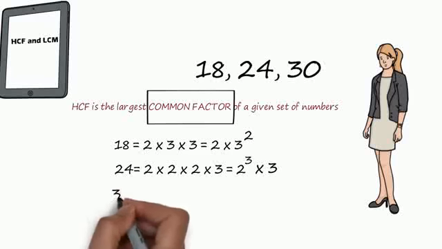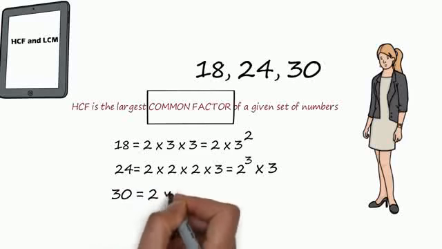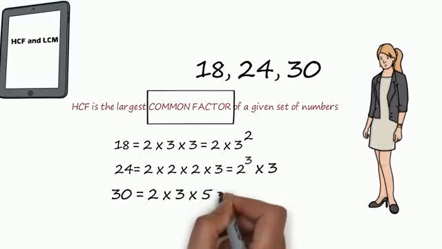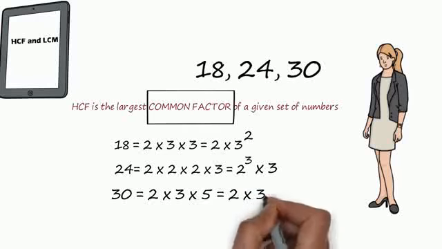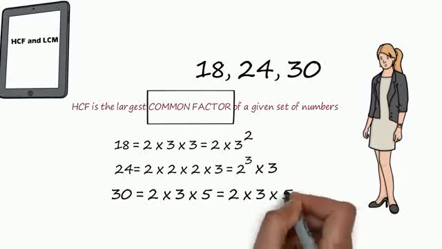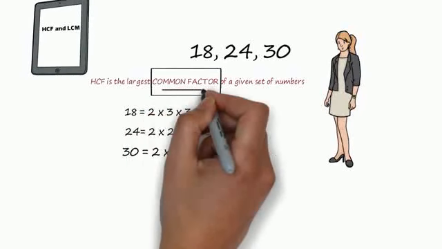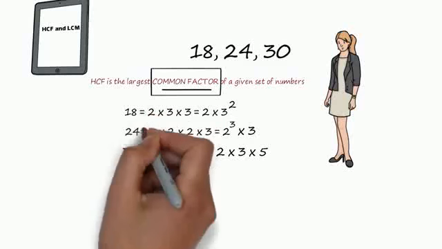And what's the product of its prime factors of 30? That's 2 times 3 times 5. Since there are no indices there, it just stays the same, right? Now we need to look for the common factors. So what's the common factors?